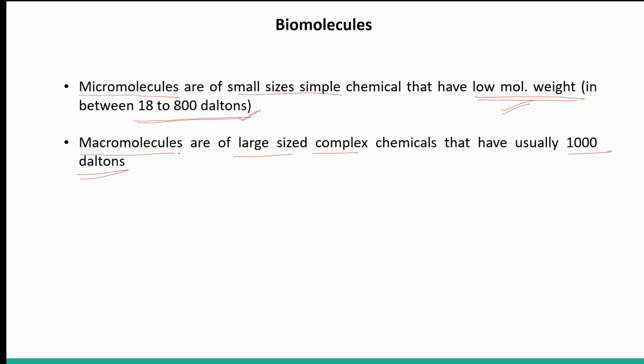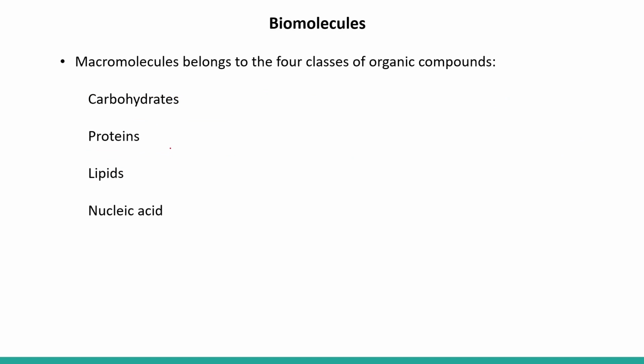And the ones which are complex and large in size, usually having 1000 Dalton molecular weight, come under the macromolecules. So here we are going to study about the macromolecules, and in this lecture we are basically studying about carbohydrates. The macromolecules belong to four classes: carbohydrates, proteins, lipids and nucleic acids. So these are the four different types of macromolecules.